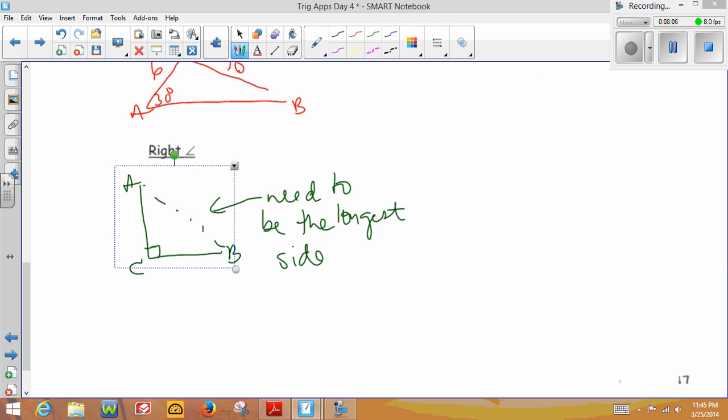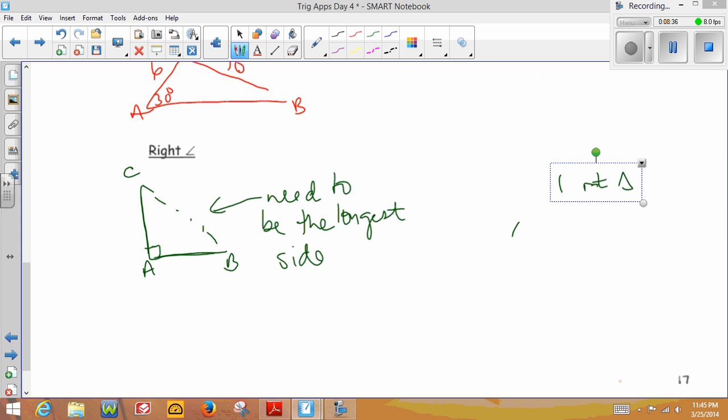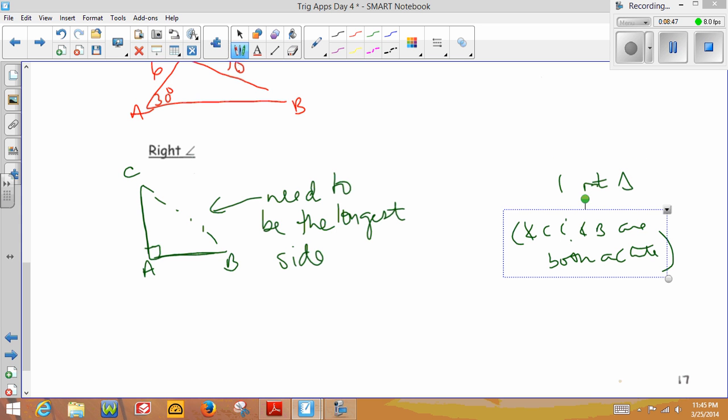As long as that is the case with the information you're given, actually, let me label my triangle because we've been using A as our main angle. So A is the right angle, and then this is B, and this is C. So here we would have one right triangle because A would be 90 degrees, as long as angles C and B are both acute.